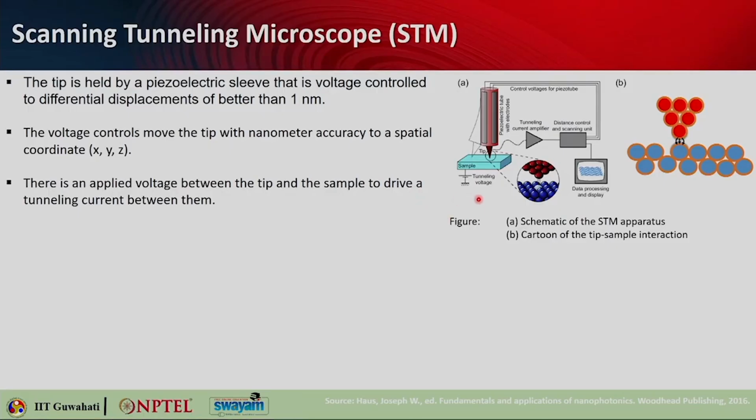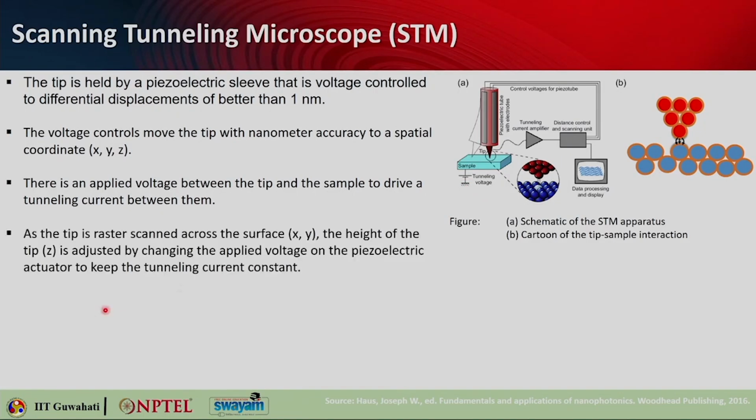So, there is an applied voltage between the tip and the sample to drive the tunneling current between them, and as the tip is raster scanned across the surface x, y, the height of the tip, z, is adjusted by changing the applied voltage on the piezoelectric actuator to keep the tunneling current constant. This is how you get an idea of the height of the surface, because you have to adjust the height of the tip to make sure that the same current is maintained throughout.